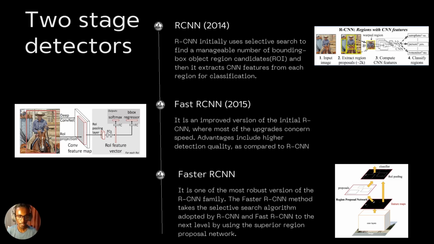Next was the FasterRCNN, and the FasterRCNN was the most robust version of the RCNN family. And initially, we saw that the region proposal stage was just selective search or some type of handcrafted algorithm. And the adjustment made in the FasterRCNN was that instead of using a handcrafted region proposal method, they used convolutional neural networks to propose those regions.